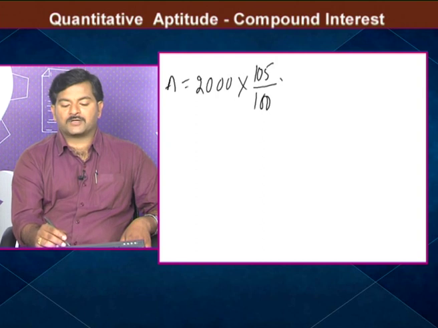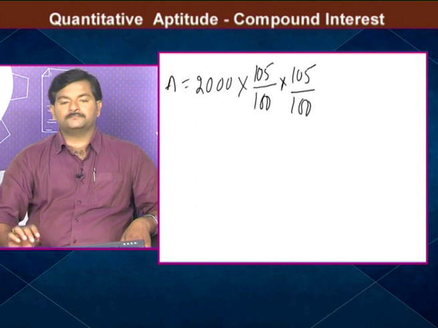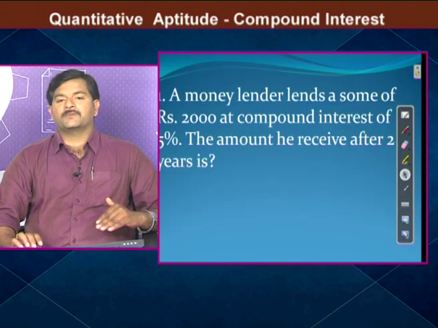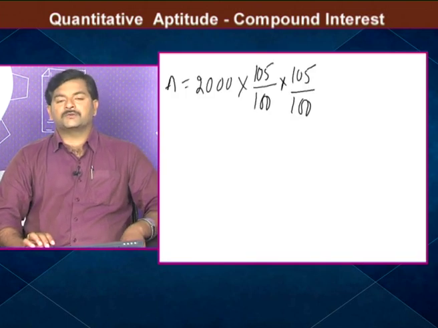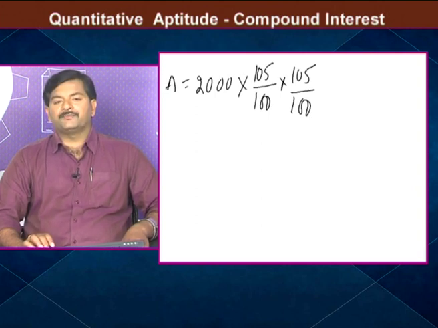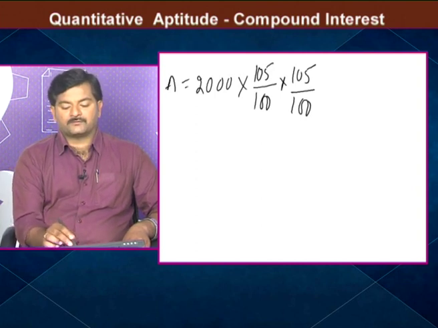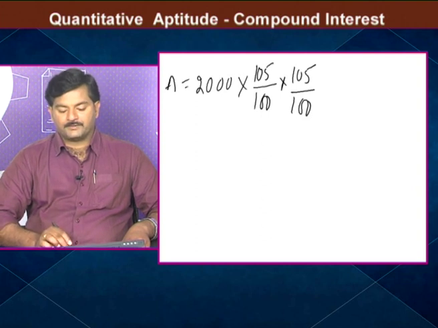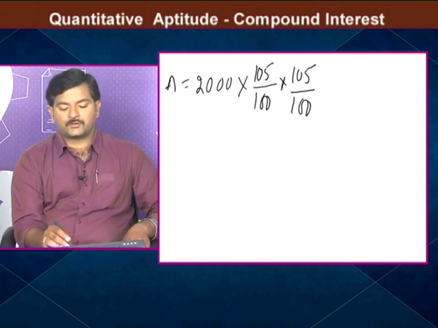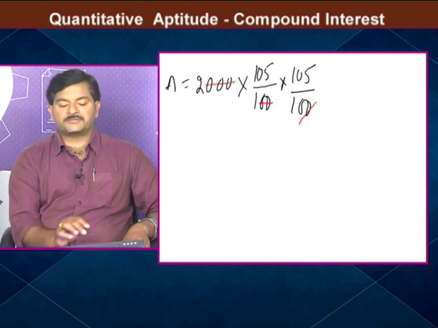Simply this is the amount obtained for 1 year, but he lends the amount for how many years? After 2 years. That's why A is equal to 2000 into 105 by 100 into 105 by 100. So simplification. For this, 2 zeros plus 1 zero, 3 zeros cancelled. Okay, don't disturb the second one.